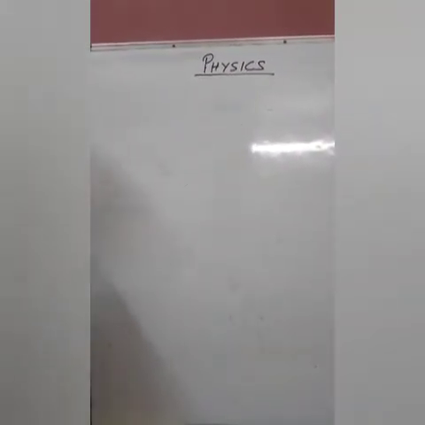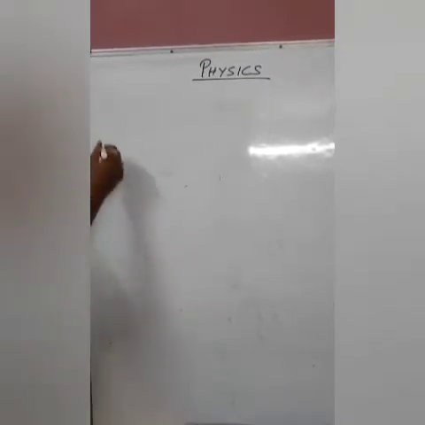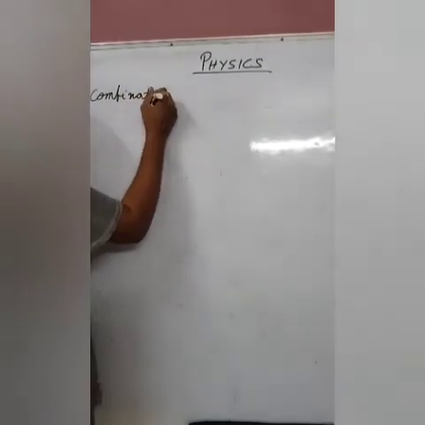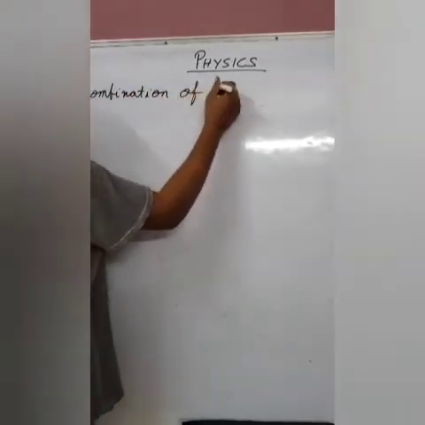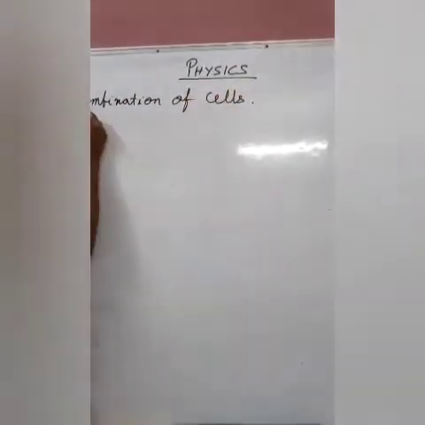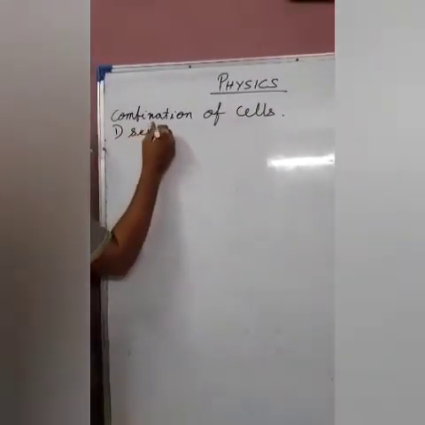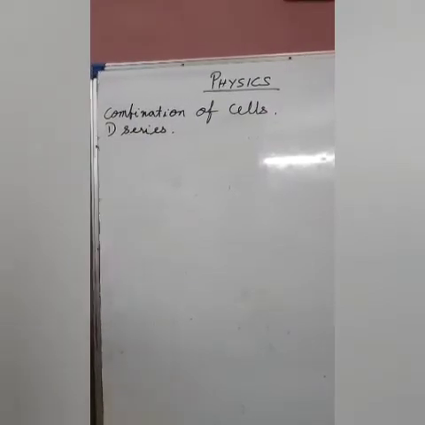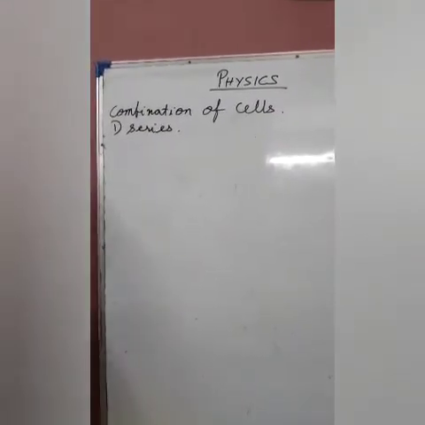Now we are going to start with the combination of cells. Combination of cells could be of two types. Number one is series and the other one would be parallel combination, but we will discuss that later on. So first of all we will discuss the series combination.